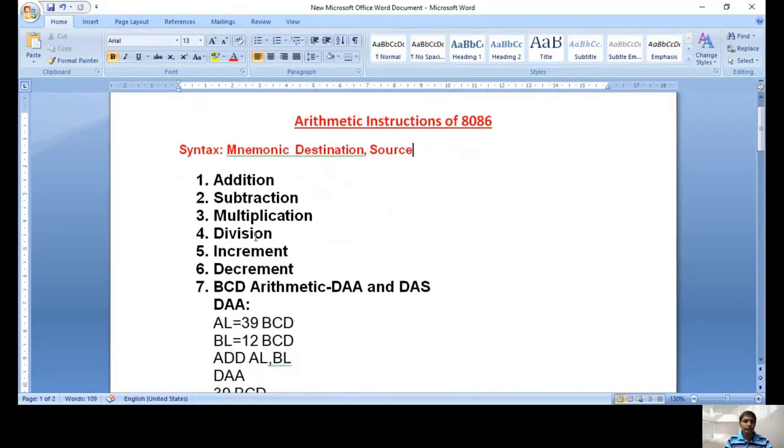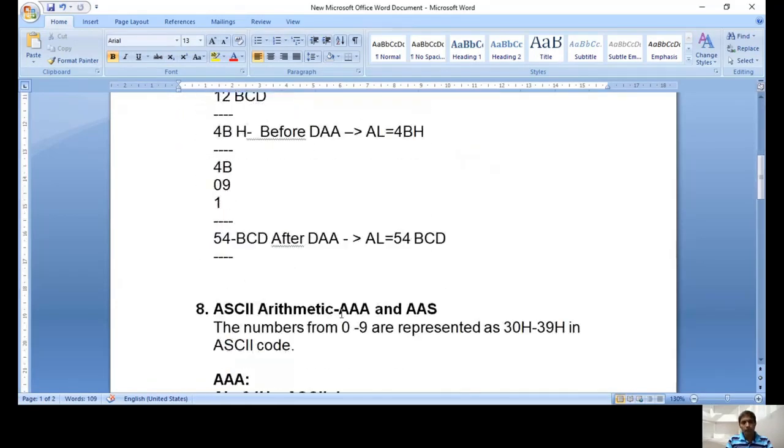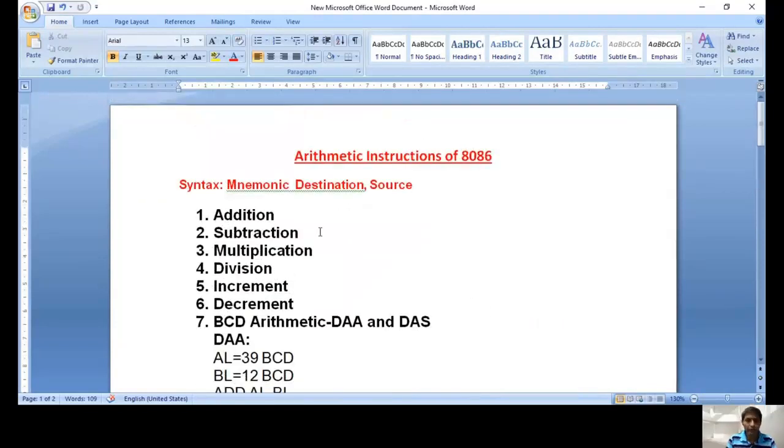So let us see, various arithmetic instructions are addition, subtraction, multiplication, division, increment, decrement, and BCD. In BCD also we have DAA and DAS. Similarly, ASCII arithmetic has AAA and AAS. So all these instructions come under arithmetic. Let us see in detail the functioning of each instruction. For writing any assembly language program in 8086, these instructions are very essential, in addition to addressing modes. So let us see in detail.